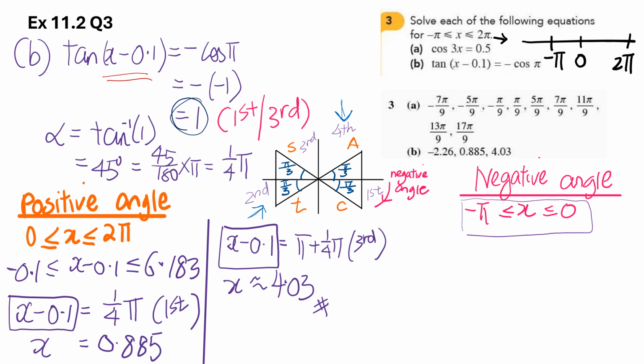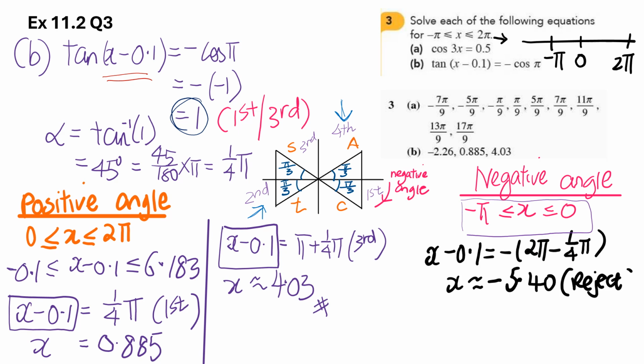So the second one, how to find the second one? The second one is basically just negative bracket pi minus alpha. Yeah, this is what I've explained just now. Okay, in case you don't quite understand, you just do it lah. Just do it and then reject lor.